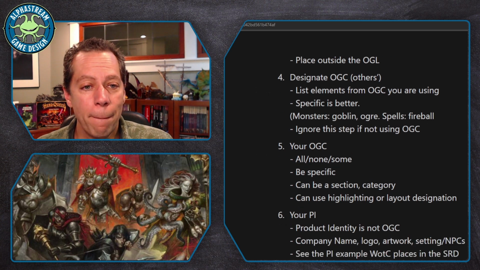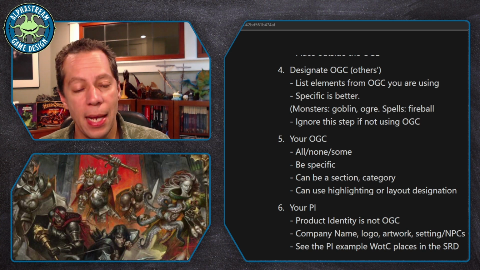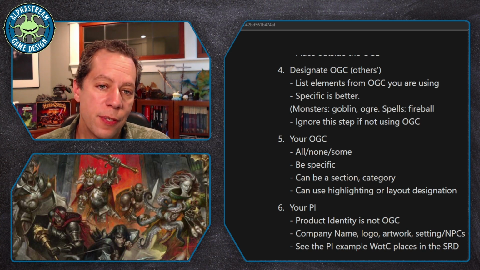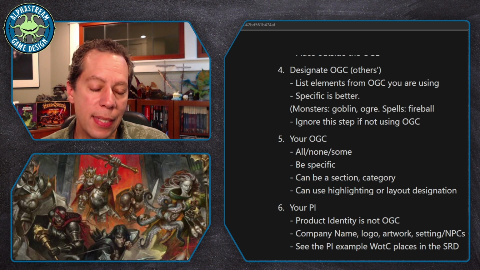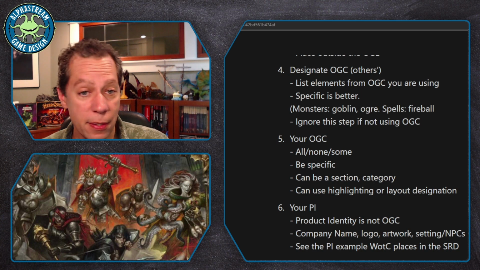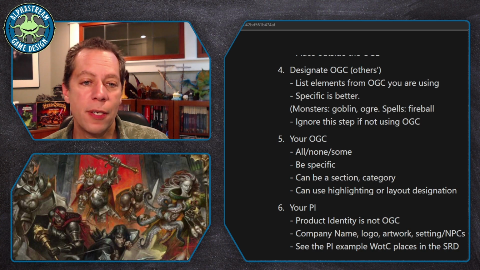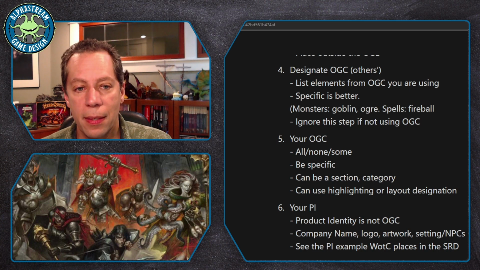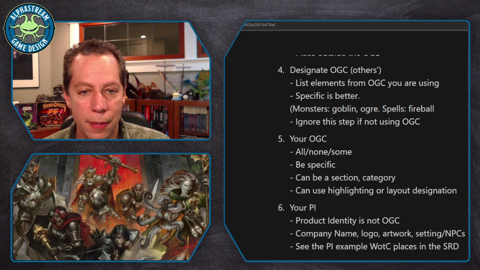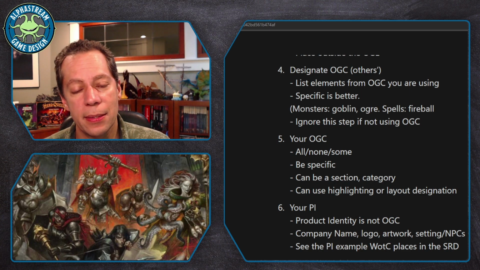All right, let's go to step 4. Now you have to designate open game content that you are using from someone else. The license tells you that you have to designate it. How you do that is up to you, but in general, specific is better. So you want to list the elements from any open game content you're using. This includes the SRD that D&D is providing, but also something from someone else's product, right? So if I'm using monsters that are the goblin and the ogre from the SRD, I can just say, monsters, goblin, ogre, spells, the fireball spell, whatever it is that I'm using. So just name those open content items.